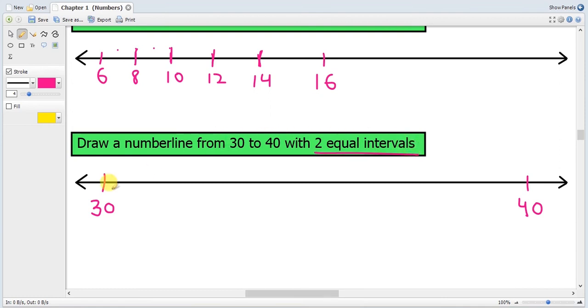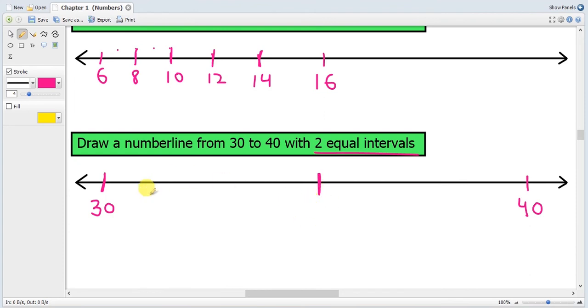Now we have to cut this line from 30 to 40 into two equal parts. So I assume that this is not up to the scale, but I use my expert opinion and consider this as a midpoint, that this line has been divided into two equal parts, right? So we have to divide this 30 to 40 with two equal intervals. So now we have successfully drawn two equal intervals, right? Now what number should we write here?